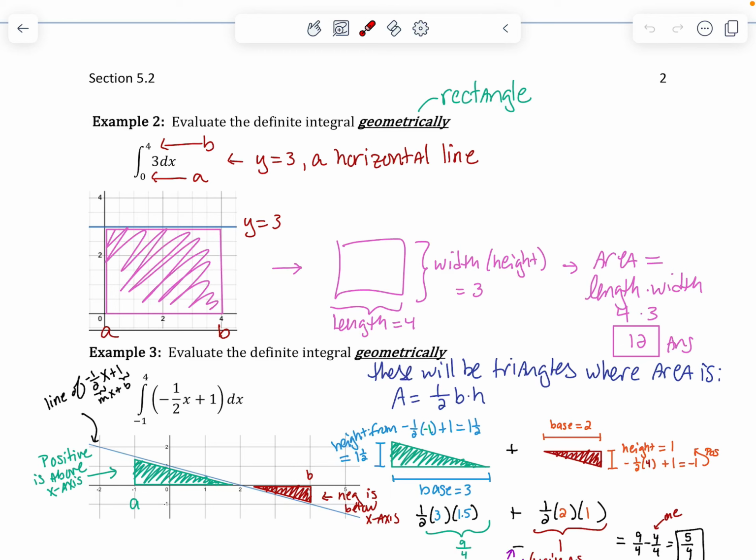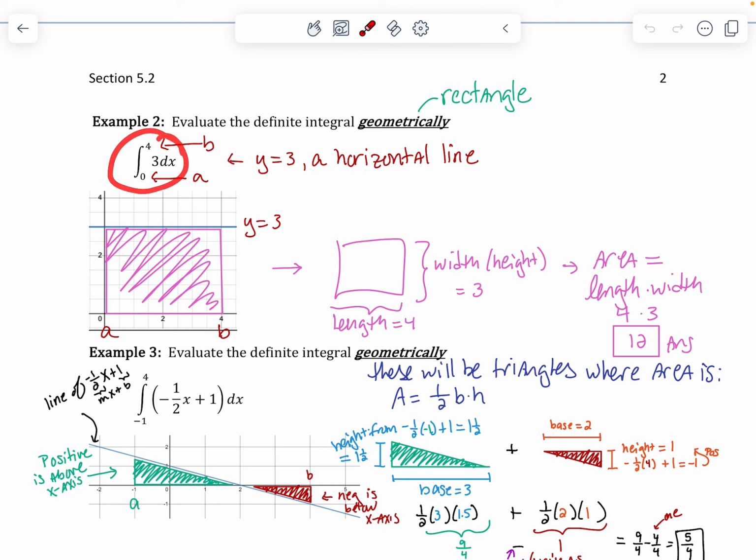Section 5.2, page 2. In example 2, we're asked to evaluate the definite integral geometrically. My goodness, suddenly that was a hard word. Okay, we're used to doing it by making rectangles, but when you see geometrically, there are all sorts of different shapes. So we're going to start with a rectangle.